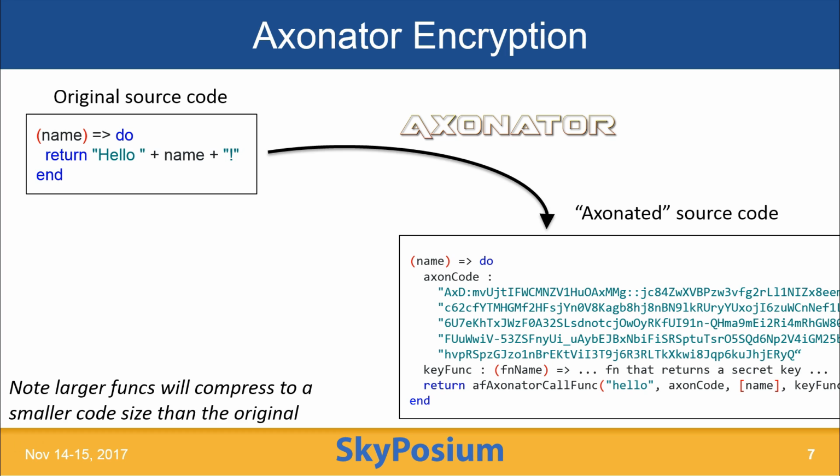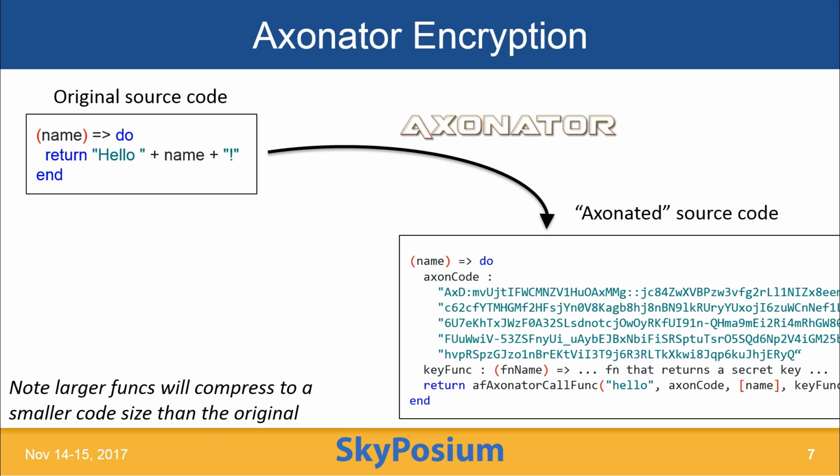Let's jump straight into the deep end and look at some Axon code. But we'll start with what I hope is a very simple Hello World example. It is an Axon function that takes a name and returns a string, hello name. Axonator takes the original source code and transforms it into the Axonated source code. Whilst anyone can read and understand the original source code, if you were just presented with the Axonated source code, then you wouldn't have a foggiest what it does.